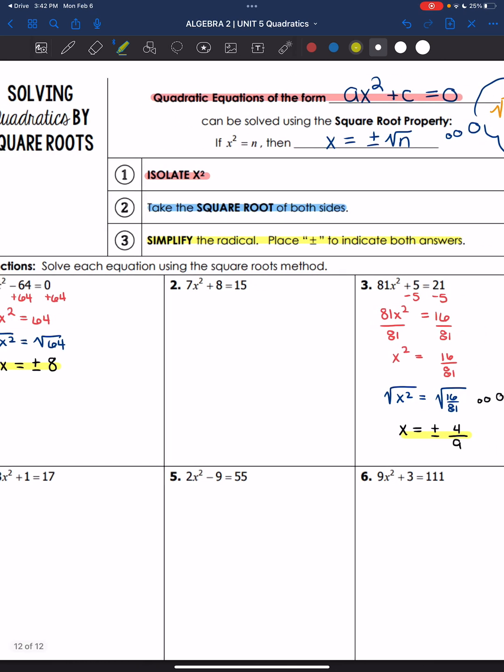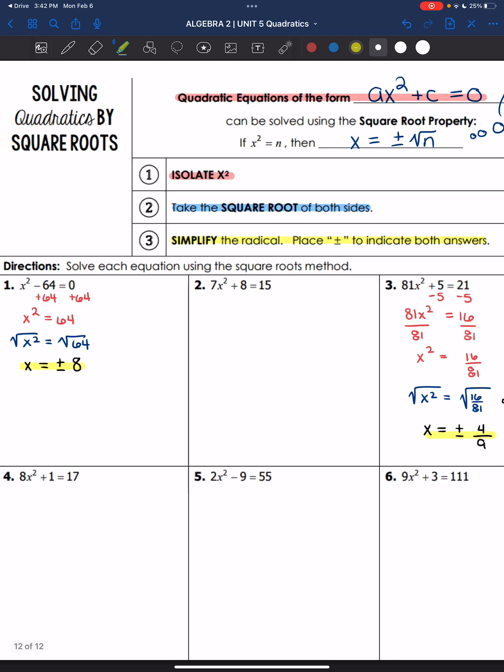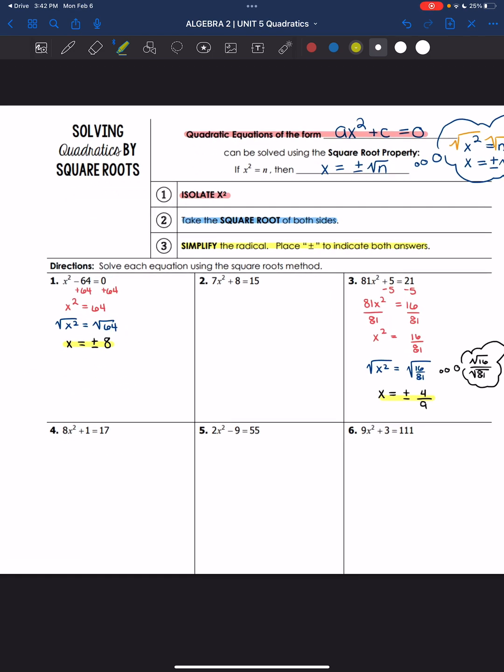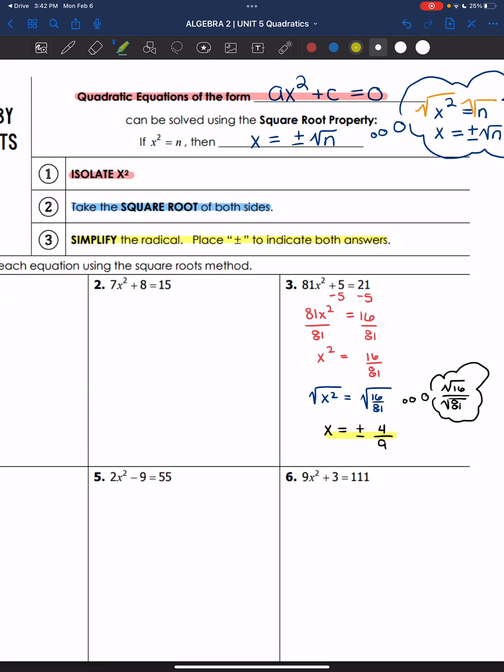All right, just one more here in this video that I want to look at, and that is example number 5. Let's look at this one now. In example number 5, let's go ahead and begin by isolating our x squared. What is our first step to isolate x squared? It is to add 9 on each side. That gives us 2x squared equals 64.